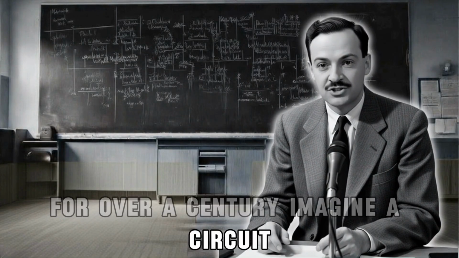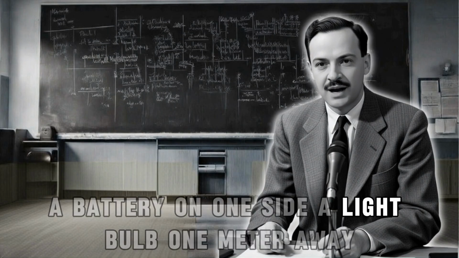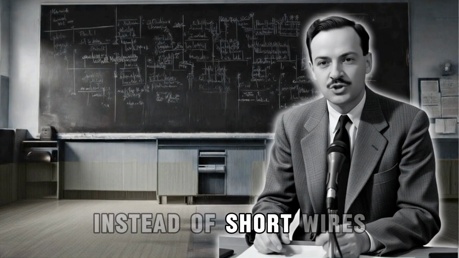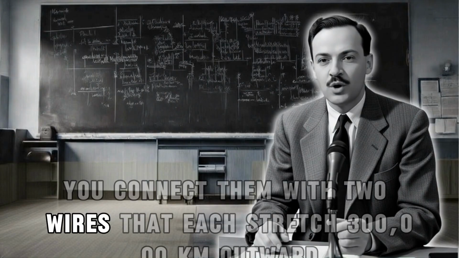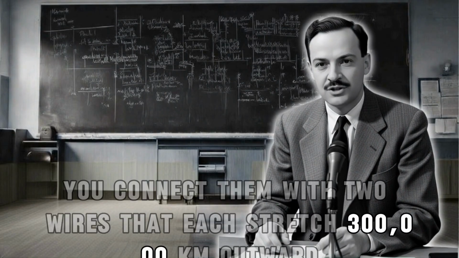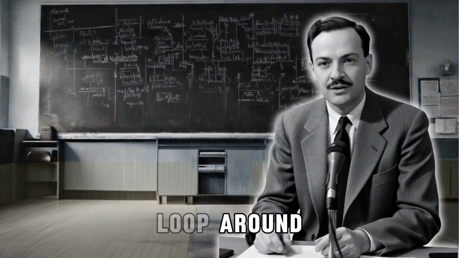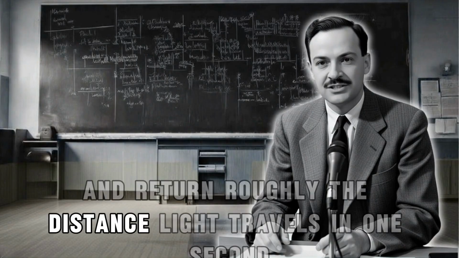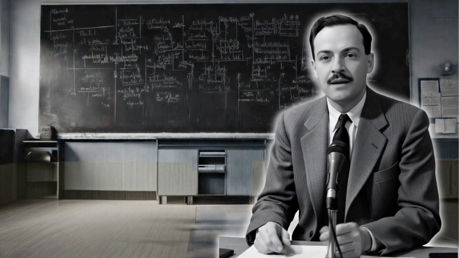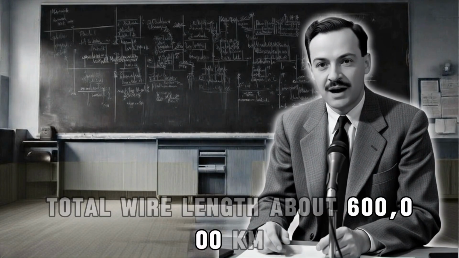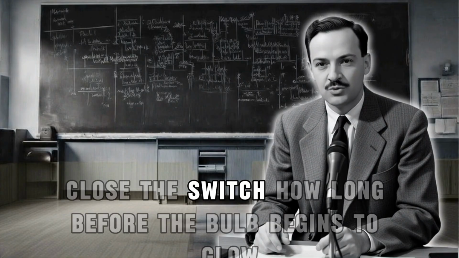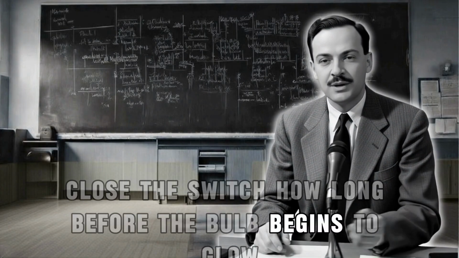Imagine a circuit. A battery on one side, a light bulb 1 meter away. Instead of short wires, you connect them with two wires that each stretch 300,000 kilometers outward, loop around, and return. Roughly the distance light travels in 1 second. Total wire length about 600,000 kilometers. Close the switch. How long before the bulb begins to glow?